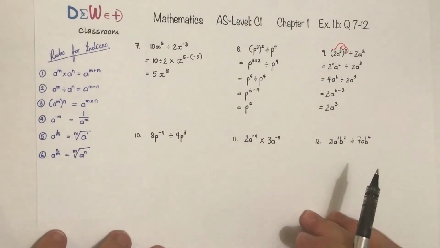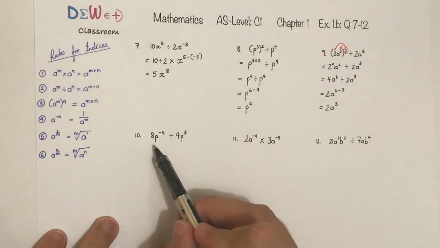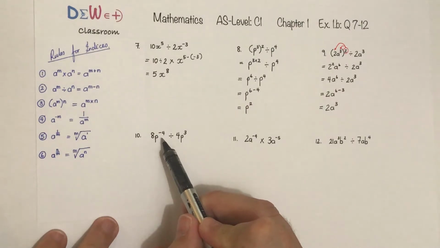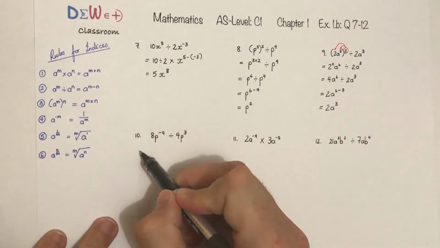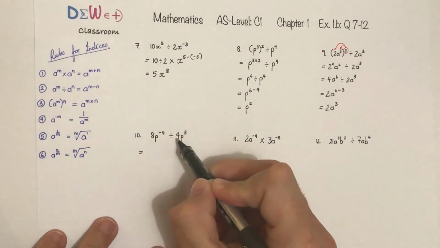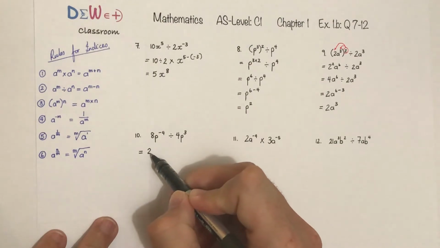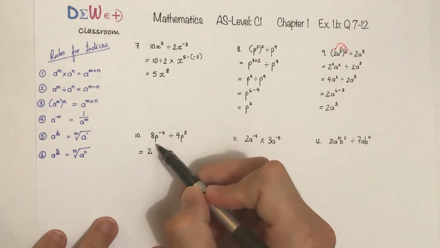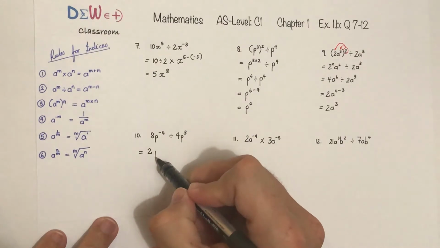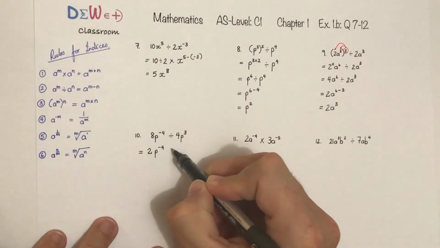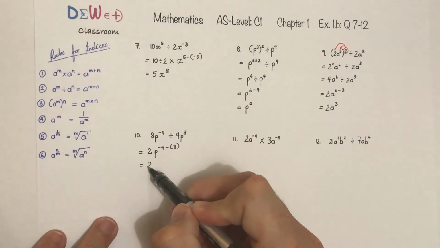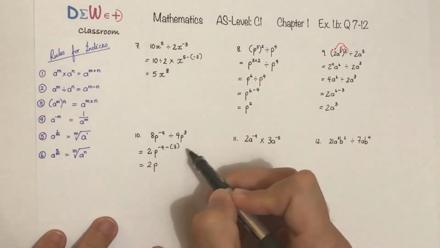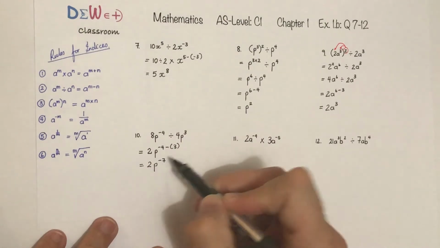We now move over to question number 10. We have 8p to the power minus 4 divide by 4p to the power 3. So we start very simple. 8 divided by 4 will give us a 2. Then it is to the bases of p. So it will be p minus 4 minus, and then your 3 from the second one. So this will result in 2p, minus 4 minus 3 gives us minus 7.